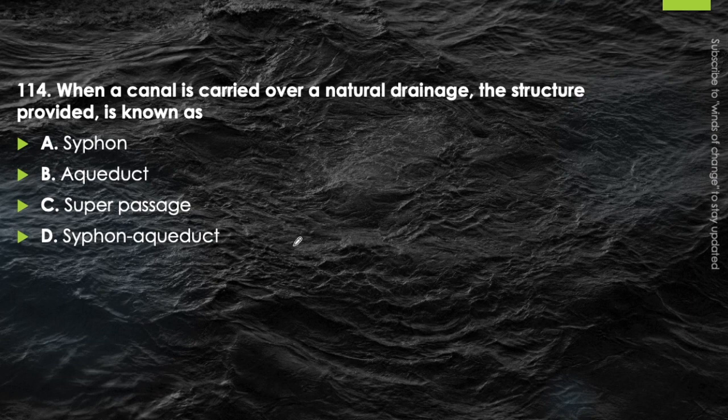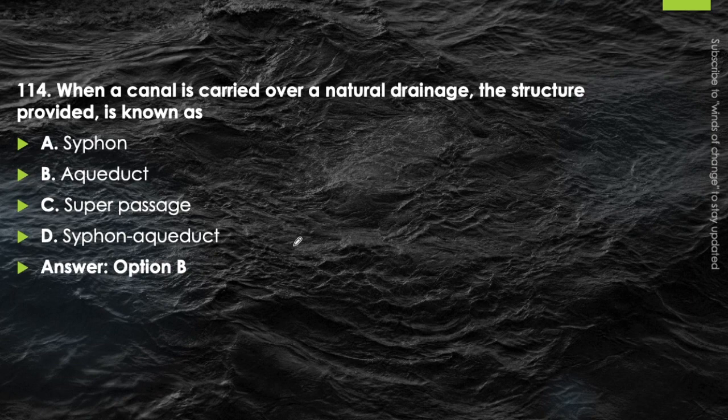Next question. When a canal is carried over natural drainage, the structure provided is known as siphon, aqueduct, superpassage, or siphon aqueduct. This is a very easy question. When a canal is over the natural drainage, it is simply said that the canal is over natural drainage and no other condition has been mentioned about the HFL of any canal or drainage. So what will be the answer here? It will be aqueduct. When a canal is carried over the natural drainage, it is called an aqueduct.